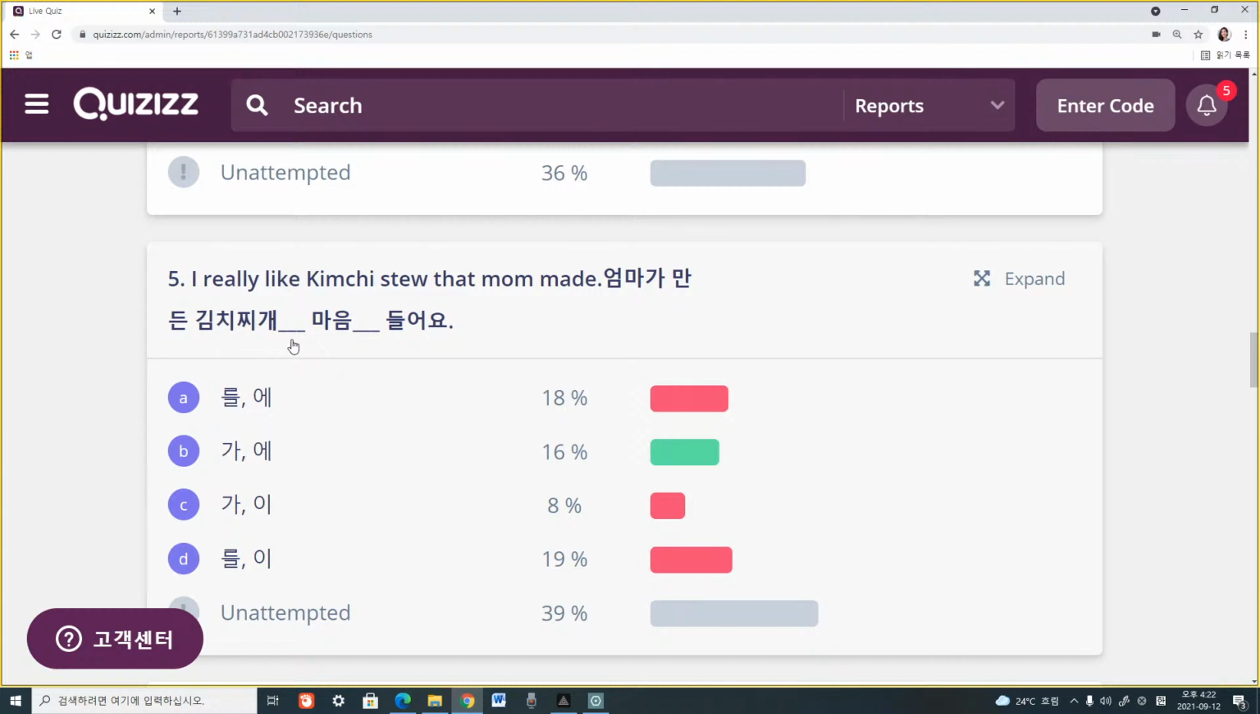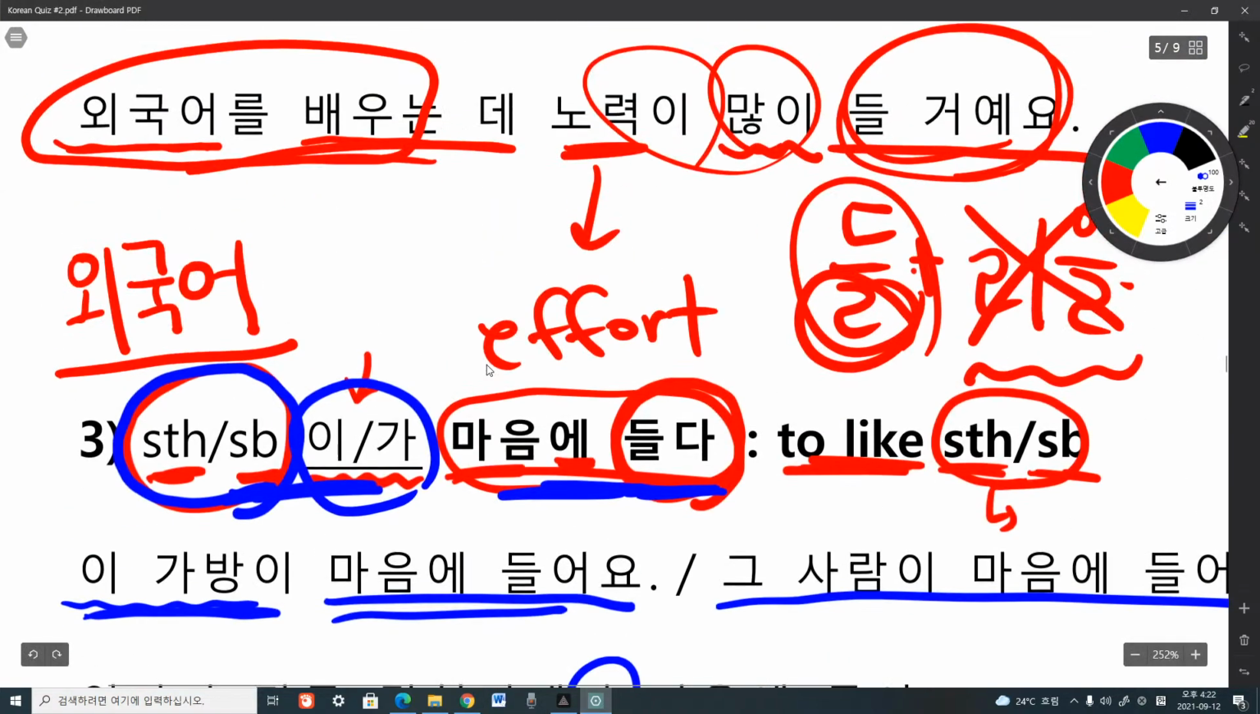엄마가 만든 김치찌개 has to be marked with subject marker, so it's either B or C, right? And to like is 마음에 들다. Not 마음이 들다. 마음이 들다 has a different meaning, so it should be number B. 김치찌개가 마음에 들어요. I really like the kimchi stew that my mom made. 엄마가 만든 김치찌개. 그 다음에 okay, so that's 마음에 들다.